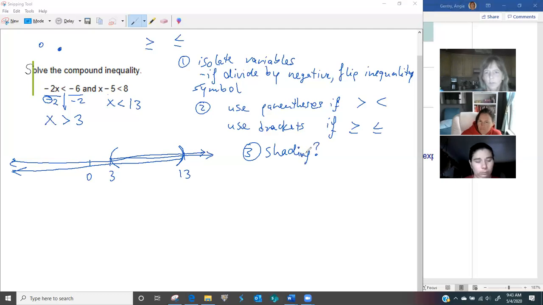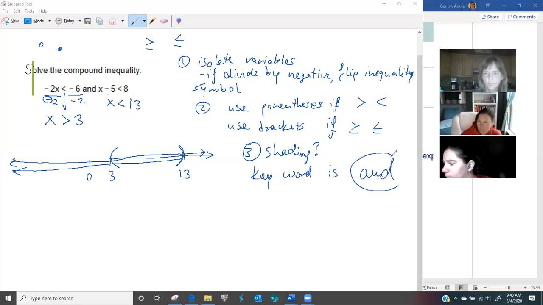So this is critical. This is the critical part that people mess up. The key word is and. In this case, it's and. This right here is the key word, and. So if it says and, that means intersection.